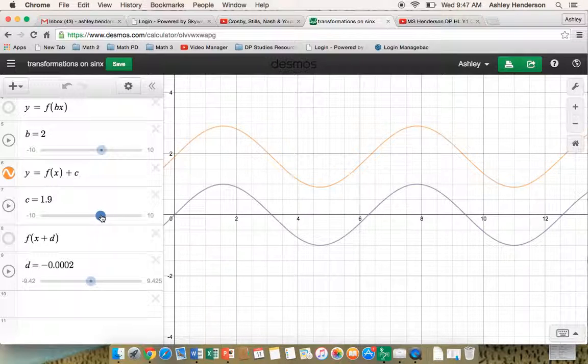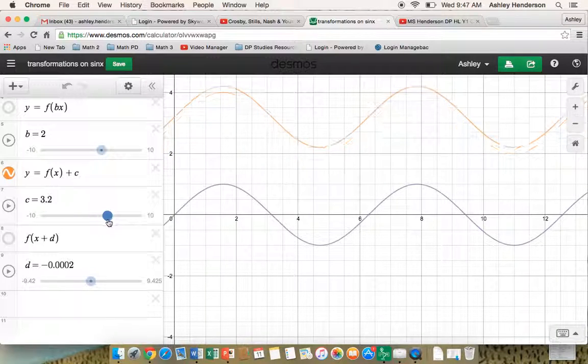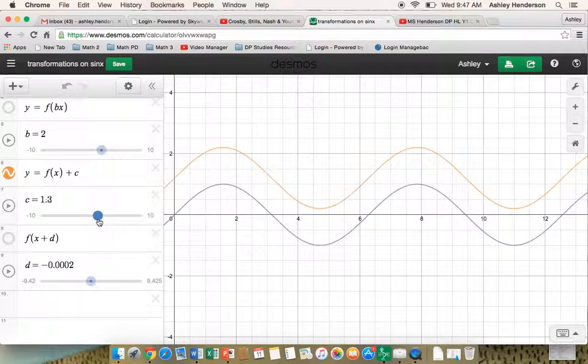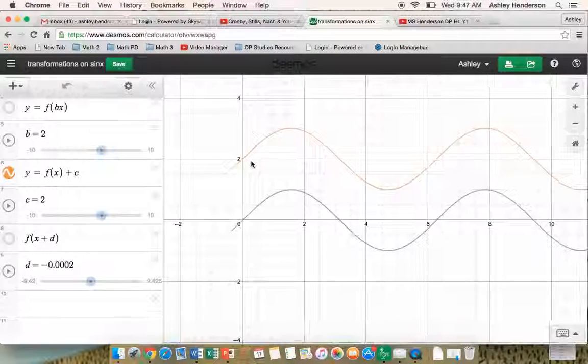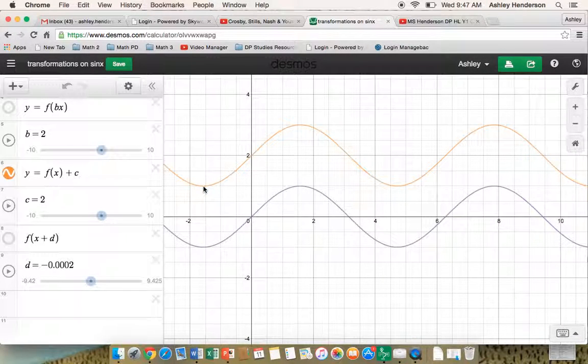So I like to find my midline when I'm looking at a trig function. So let's say it's here. Shift left to right a little so we can see. I'm going from -1 up to 3, so my midline must be at 2. That means that my vertical shift is 2.